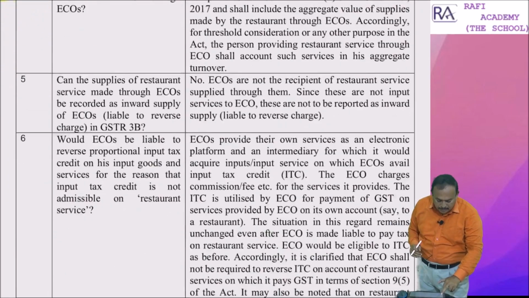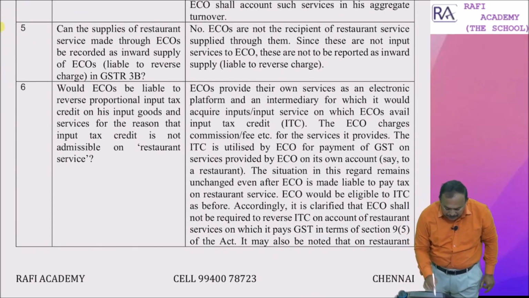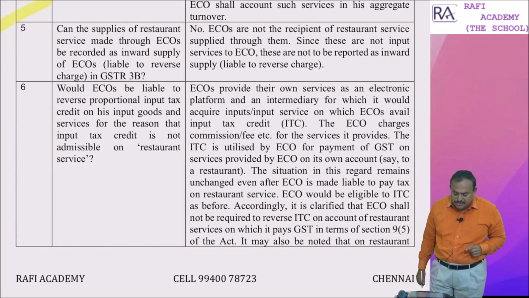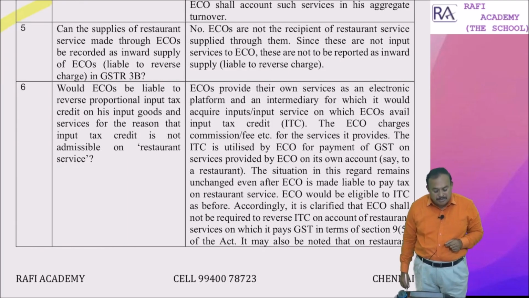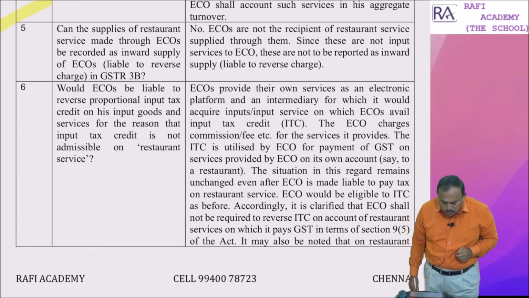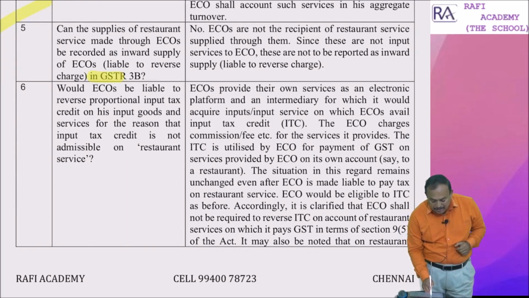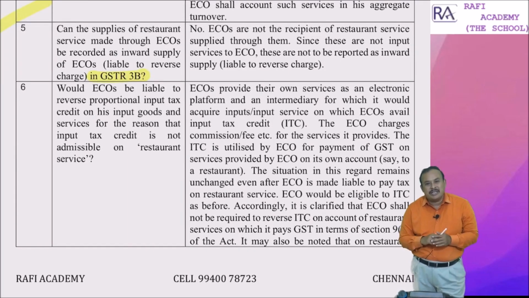Further, point number 5. Can the supply of restaurant services made through an e-commerce operator be recorded as inward supply of the e-commerce operator, liable to reverse charge, in GSTR-9 or 3B? What is it, you know, sir? Raman, supplier of restaurant services, supplied through the e-commerce operator.